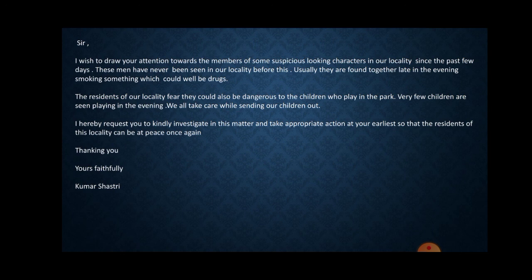Again, leave one line and write thanking you. Then we should write the subscription. As this is a formal letter, we can write yours faithfully, yours truly like this. Remember to write Y capital in yours. And finally, write your name and surname. Here I have written Kumar Shastri. Okay, so this is a formal letter.